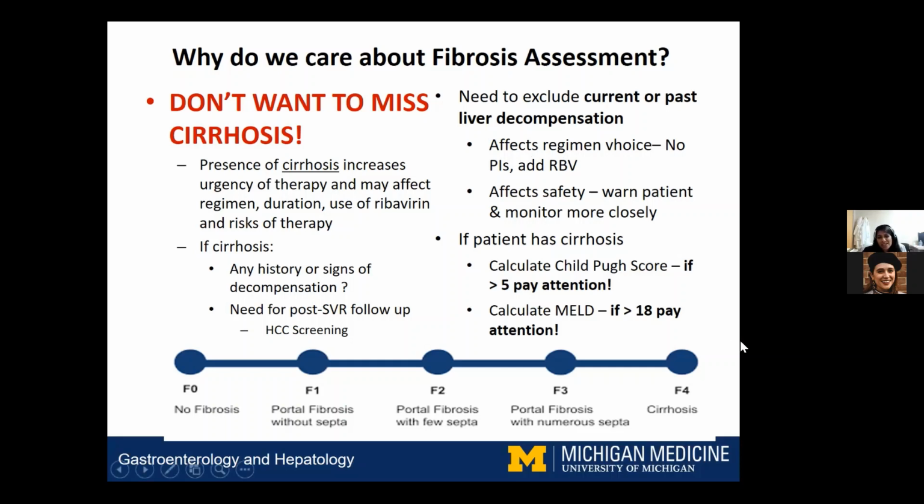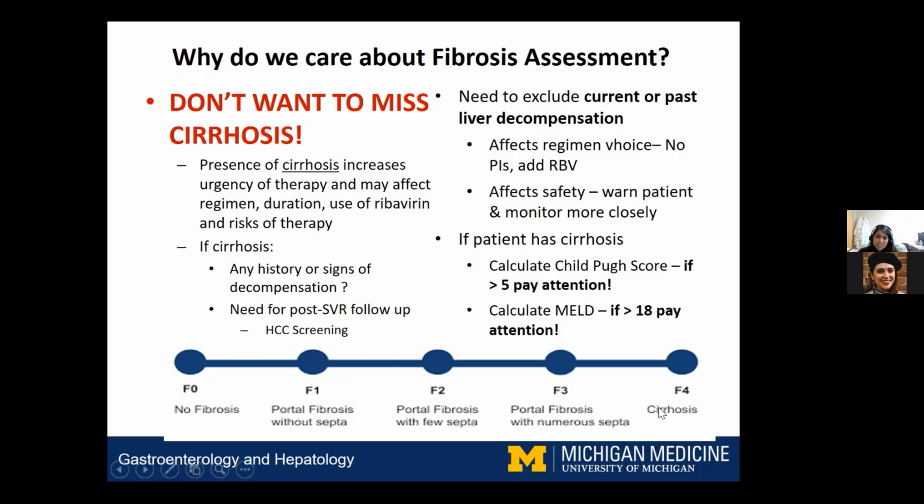And if a patient does have cirrhosis, which is still an unfortunate final common pathway for patients who have had hepatitis C for a long time, it's important to do some additional assessments, oftentimes in consultation with a specialist. These are things such as calculating the Child-Pugh score and the MELD score, which take into account variables that assess the risk of future decompensation.